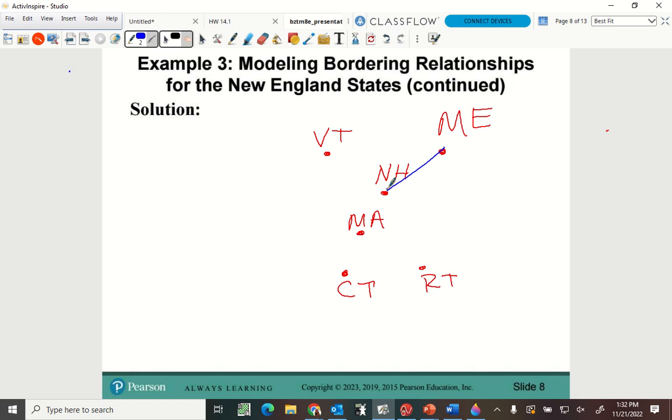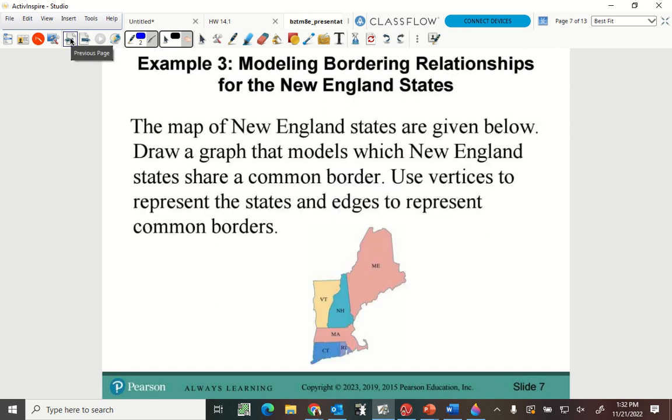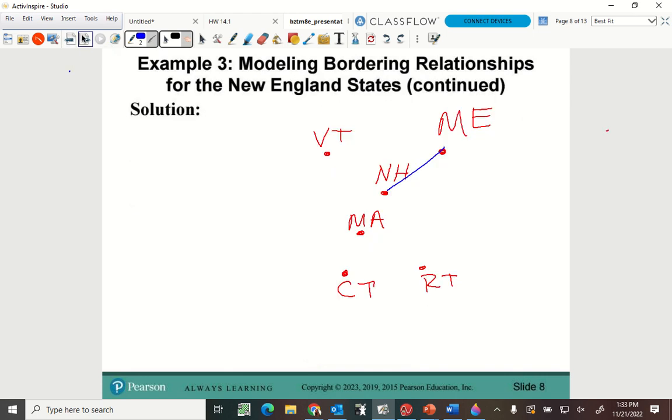Can we list Maine as A? No. Just put ME. The labels do matter because they're the states, and we're talking about the states. And the states we're getting from here. Okay. So yeah, that's why I'm using these.